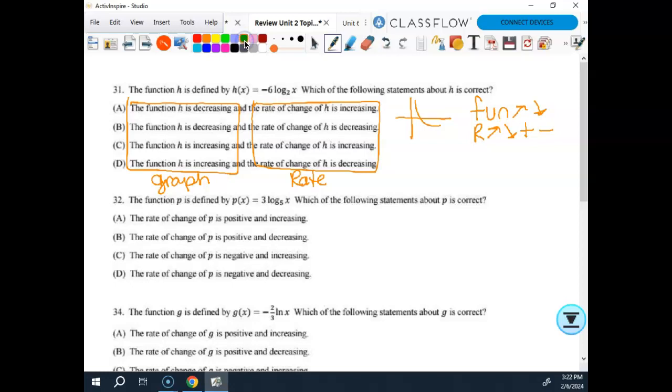Okay, so the graph I can see is decreasing. So it's either A or B. And then I want to know if the rate is increasing or decreasing. That's based on the concavity. This is concave up. Rate is increasing. So the answer is A.